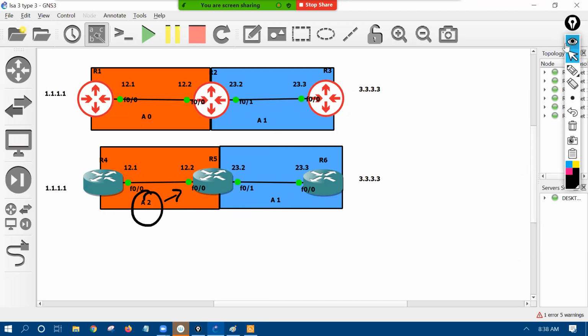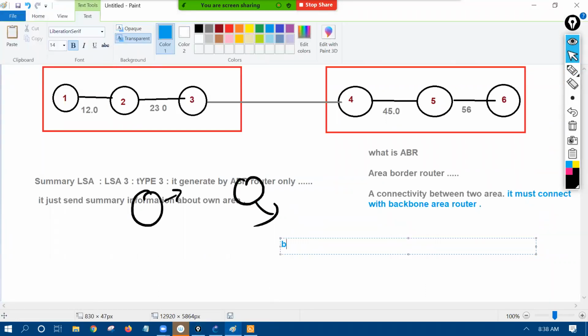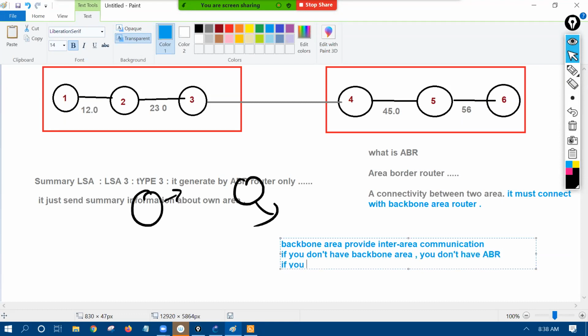So in this case, what happened? One interface belongs to area number 2 and one interface belongs to area number 1. Do we have any backbone area over there? I don't have any backbone area, and the backbone area is what provides inter-area communication. And if you don't have a backbone area, you don't have an ABR. And if you don't have an ABR, you don't have summary LSA. And if you don't have a summary LSA, no inter-area communication.